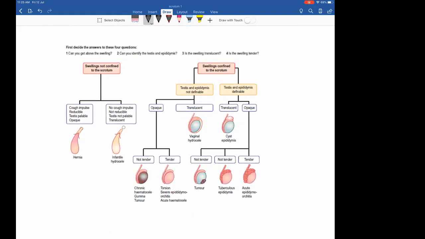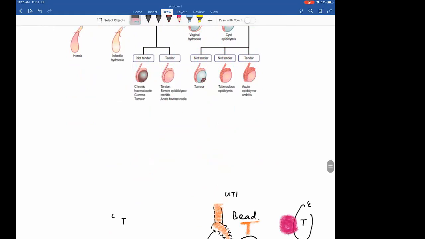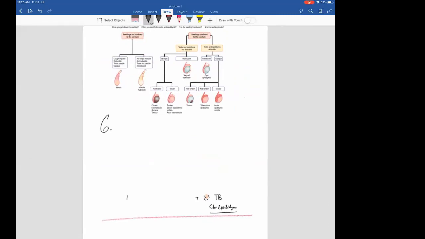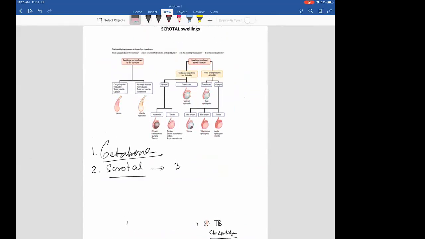Right. Now see this. Step number 1 is, can you get above the swelling. Number 2, if this distinguishes between a hernia and a hydrocele, then the next step that you are required to remember is: if you can get above the swelling, that means the swelling is a scrotal swelling. The next thing is, can you palpate the testes being separate from the swelling? If you could palpate the testes separate from the swelling, then step number 3 is, is it tender? And step number 4, which is common to both, is, is it transilluminant?